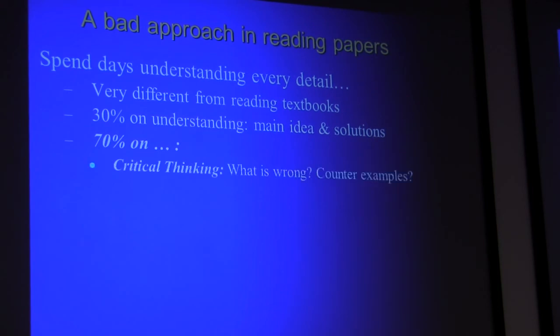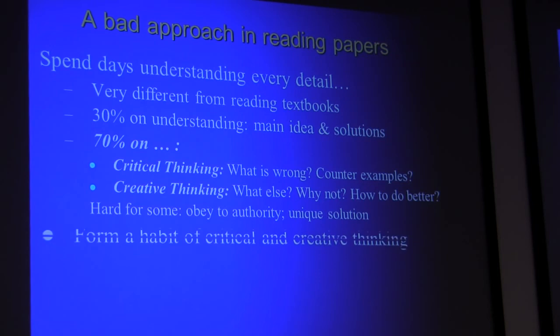The first one is called critical thinking. You want to be critical. You want to think, what's wrong with this paper? What's wrong with the assumption? What's wrong with the solution? How can I find counterexamples? And then the other part of thinking is called creative thinking. You want to think, what else? How can I do that better? Only when you are used to these kinds of thinking can you become a good researcher that always tries to find new ideas and create ideas and carry things out.